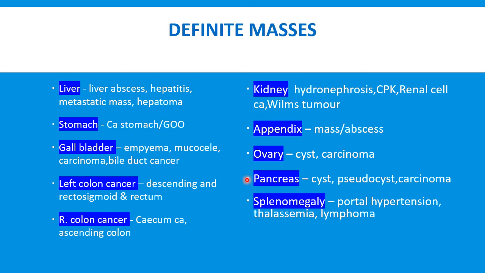Pancreas can give rise to congenital cysts, pseudocysts of the pancreas, and carcinoma. All these can give rise to various forms of masses. And massive splenomegaly is another cause of abdominal mass, especially in the left upper quadrant. This is usually due to portal hypertension, thalassemias, and lymphomas.